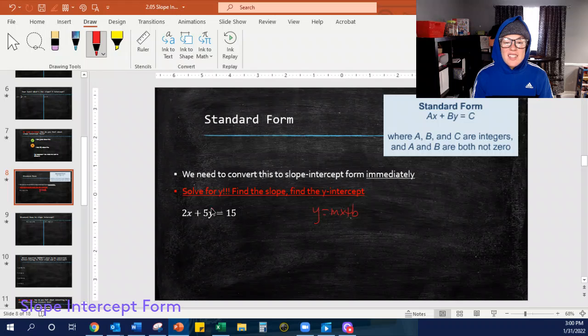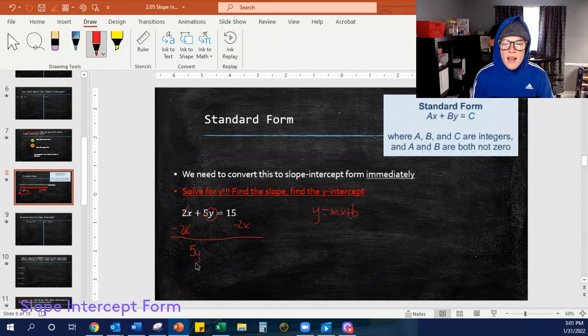So I've got to get this little y all by itself, and to do that, I've got to get rid of everything around it. I can't touch the y or the 5y until I get rid of the 2x. So I'm going to subtract 2x, and whatever I do to one side, I have to do to the other side. Those cancel, because 2x minus 2x is just 0.